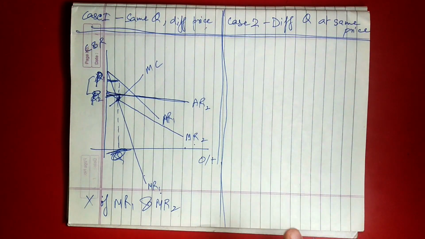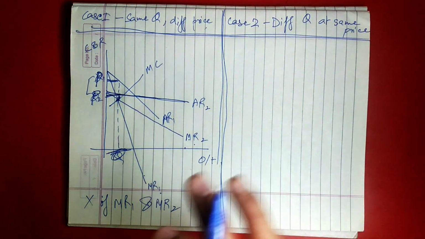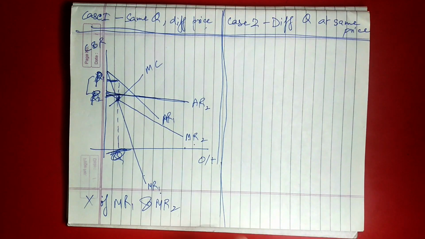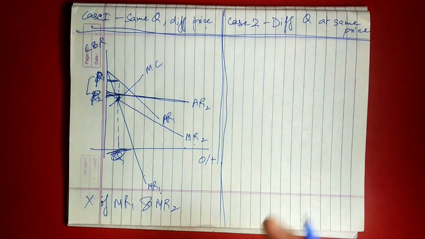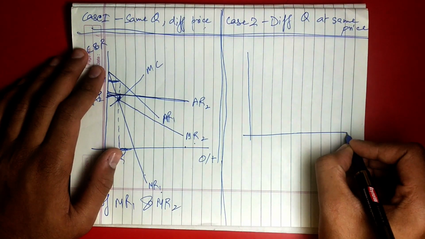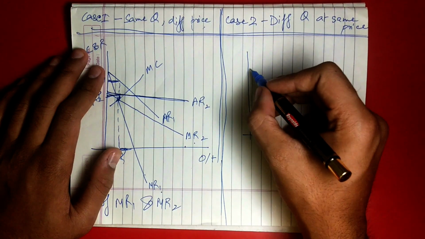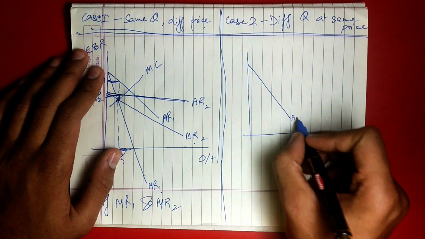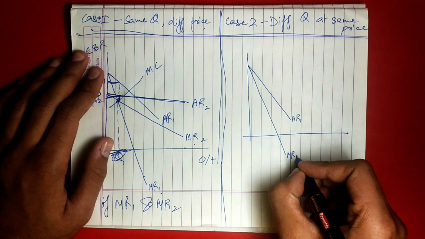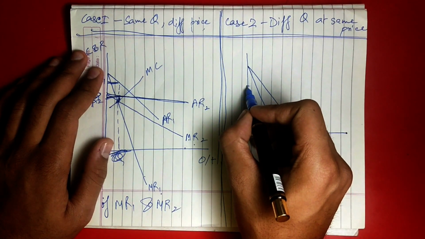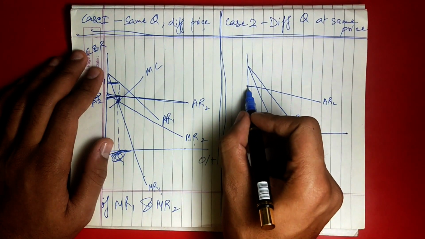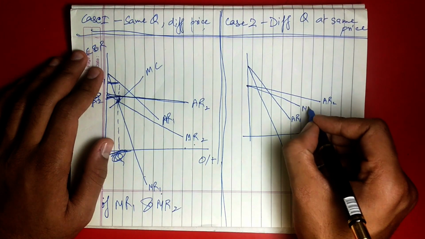The second case is kind of tricky, and the diagram is tricky, but there is a sequence for drawing it, and I'll teach you that sequence also. So first of all, you should draw the demand curve. So this is AR1, this is MR1. This is AR2, and corresponding to this is MR2.